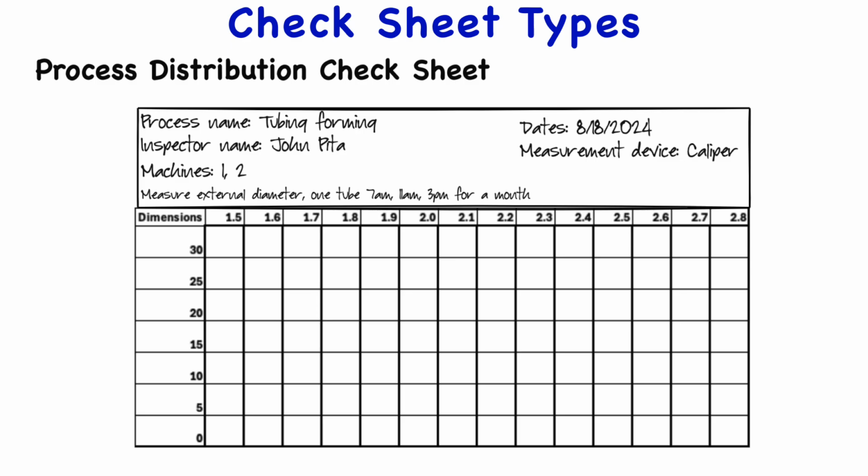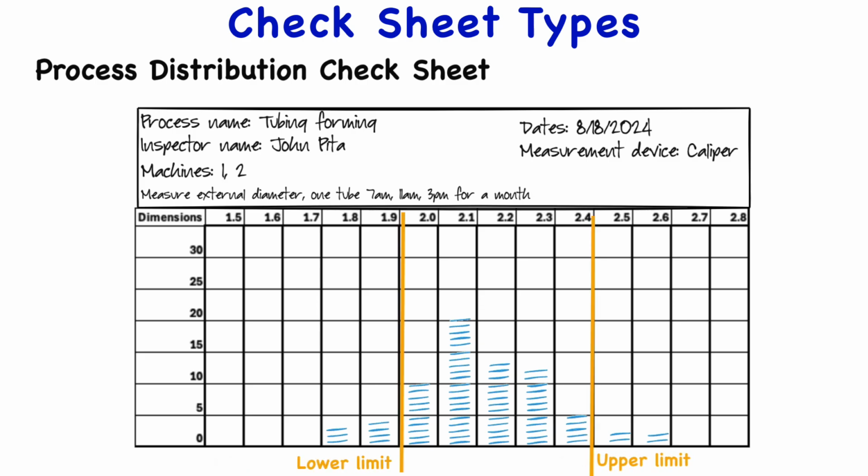The inspector must capture the diameter of one tube from 3 different hours of the day: 7 a.m., 11 a.m., and 3 p.m. The dimension intervals are listed on top, and the inspector outlines every time the measurement falls under each value. At the end of the period, this check sheet looks very close to a histogram. Then the improvement team can add specifications to the check sheet and analyze.